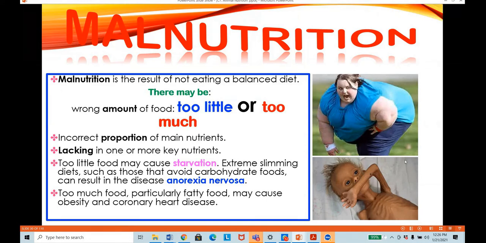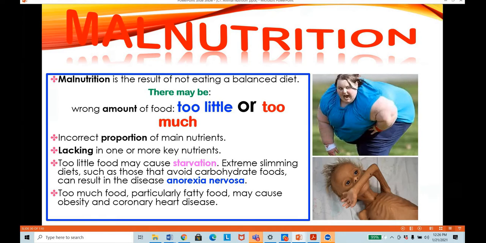Okay, so as you can see, both the conditions of overnutrition and undernutrition. Malnutrition is a result of not eating a balanced diet. So there may be either the wrong amount of food, which is either too little or too much. So it is the incorrect proportion of the consumption of nutrients. As we discussed in the definition of a balanced diet, the nutrients needed for the body should be available in correct amounts. So why did we use the term correct in the balanced diet? Meaning according to the needs of the body. So if this intake of nutrients is in an incorrect proportion, if it is more or less, it might cause deficiency diseases and various other problems related to it.